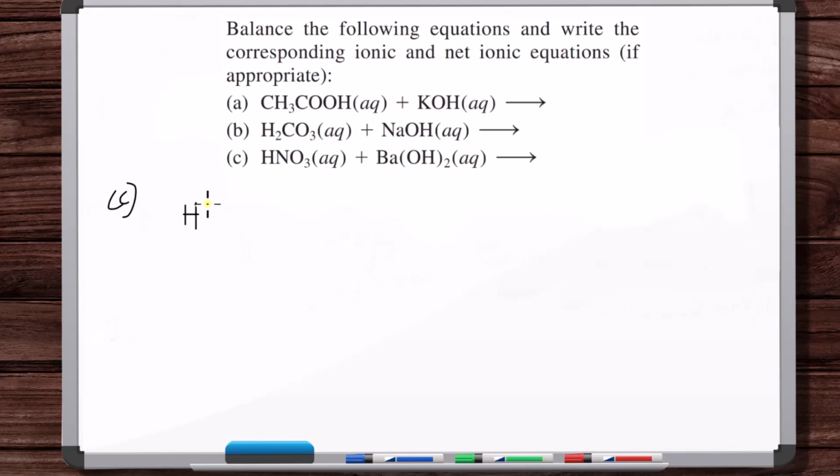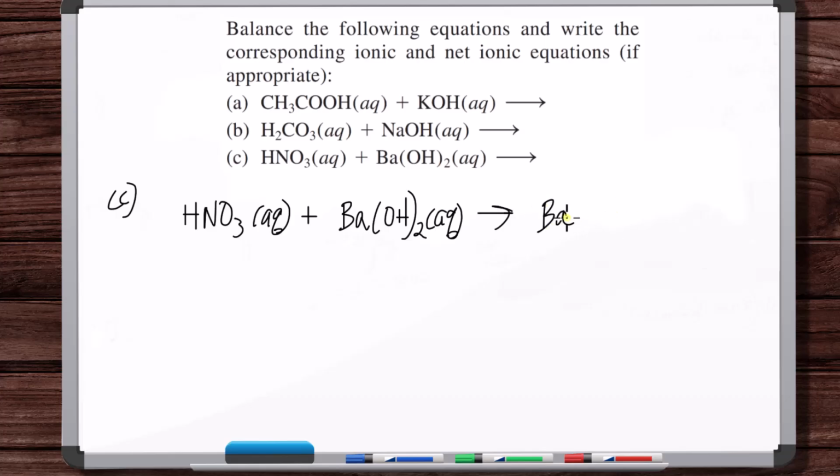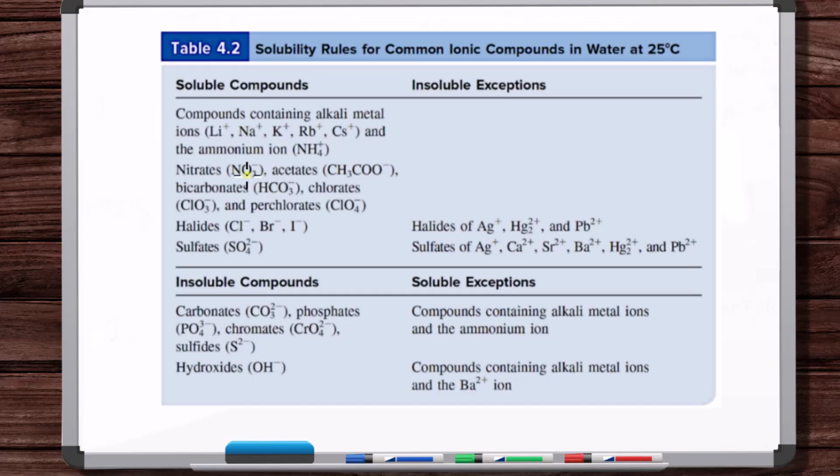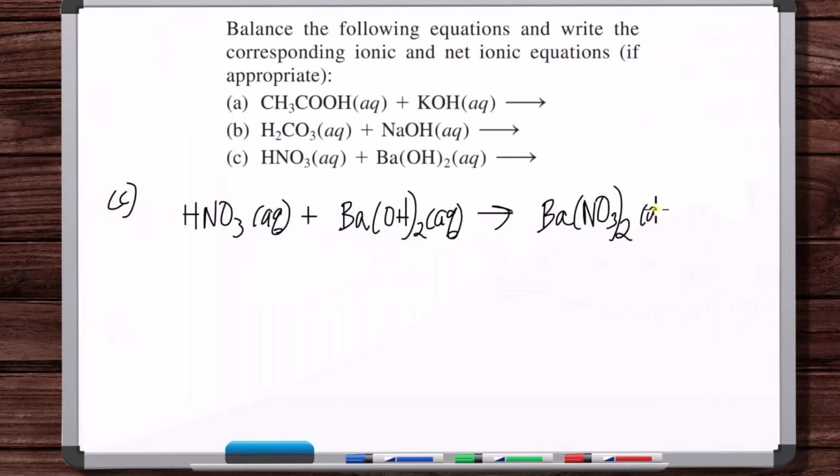Okay, so with the molecular equation, HNO3 aqueous. All right, now what's the salt? That's barium, Ba2 plus, nitrate, NO3 minus. So BaNO3 2. Now, is this aqueous or solid? So nitrates are all soluble with no exceptions. So aqueous and water.